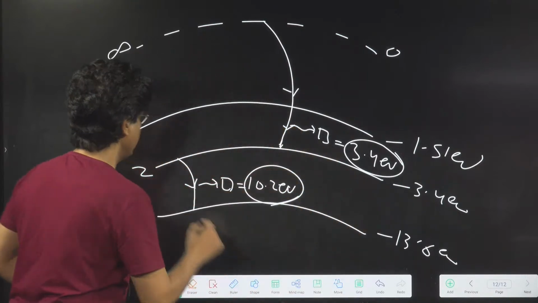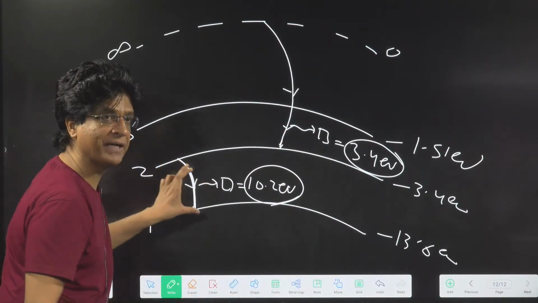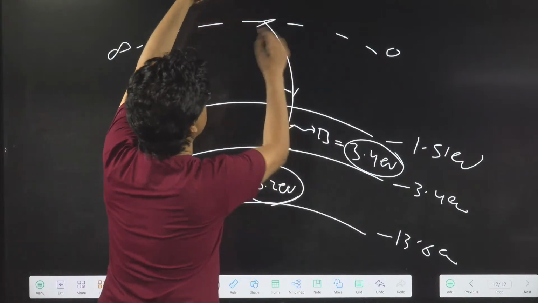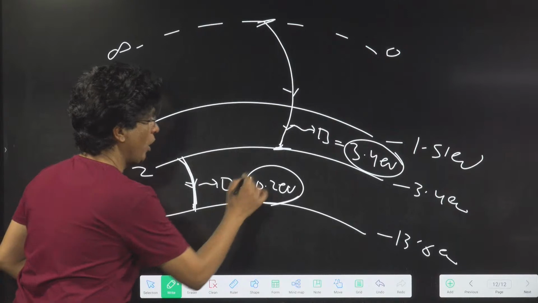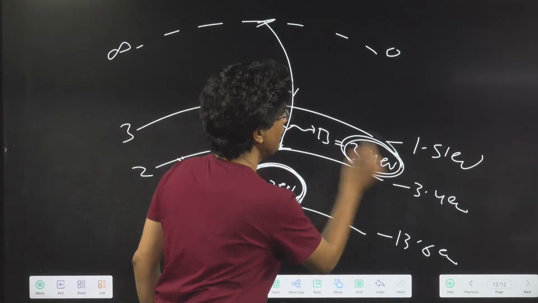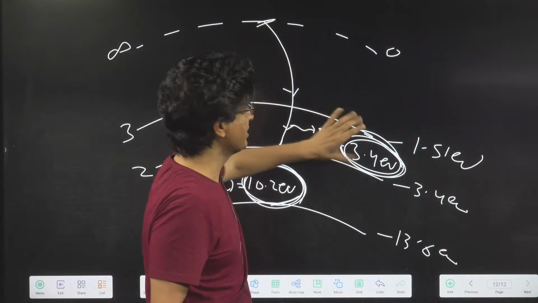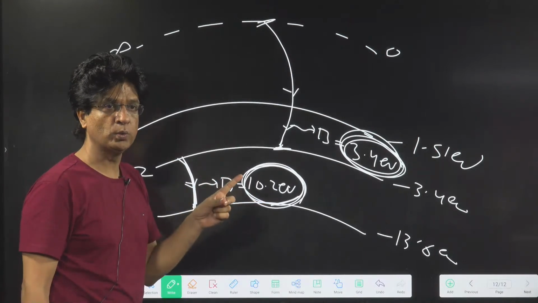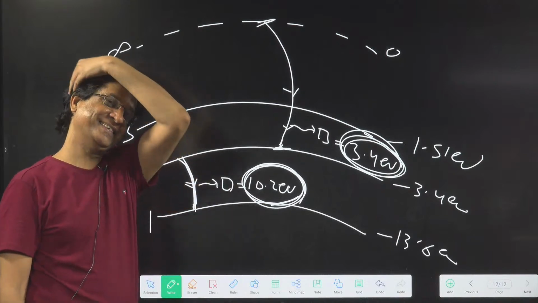What I am saying is that for the Lyman series, this is the minimum energy difference, and for the Balmer series, this is the maximum energy difference. But still, the minimum energy of the Lyman series is almost 3 times the maximum energy of the Balmer series. Maximum energy of Balmer series is 3.4 and minimum energy of Lyman series is 10.2. Yes or no?